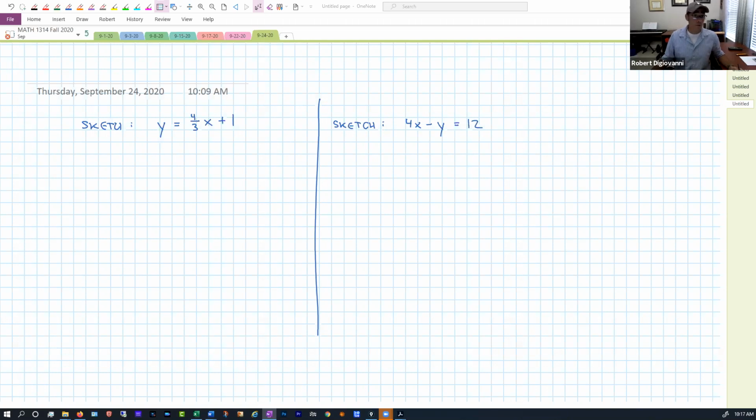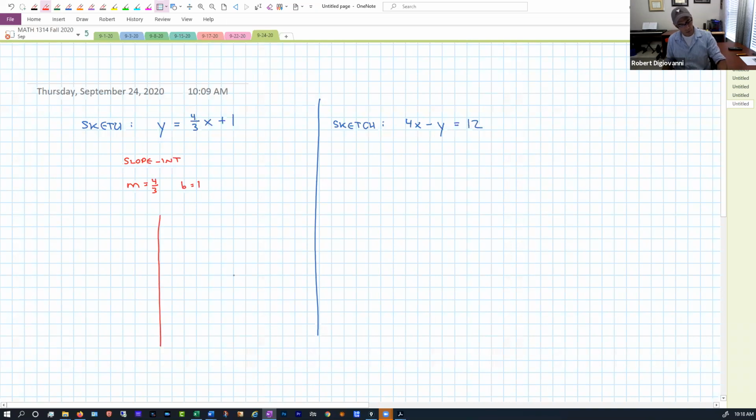Okay, so I'm going to go through these real quick. First one, you probably want to use slope-intercept method, right? The method we just talked about. And that's because it's already solved for y. So I know that my slope is 4/3. I know that my y-intercept is 1.